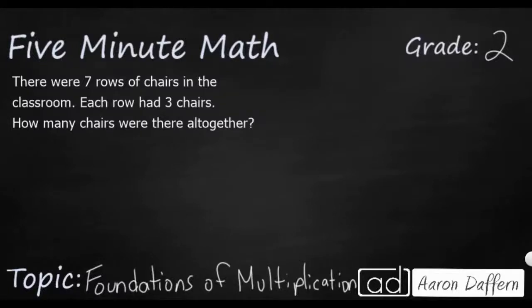Today we are looking at the second grade concept of multiplication, specifically how we can begin to understand how to represent it, and we'll do it in 5 minutes or less. So we have a simple word problem on the screen here. There are 7 rows of chairs in the classroom, and each row had 3 chairs. How many chairs were there all together?